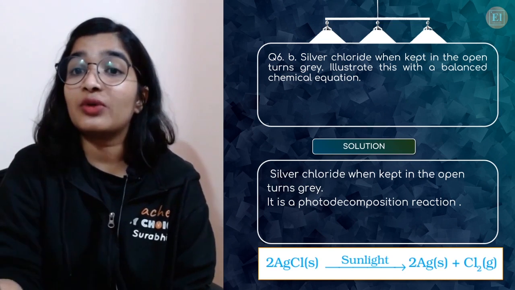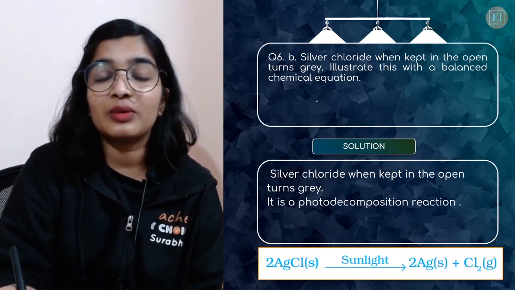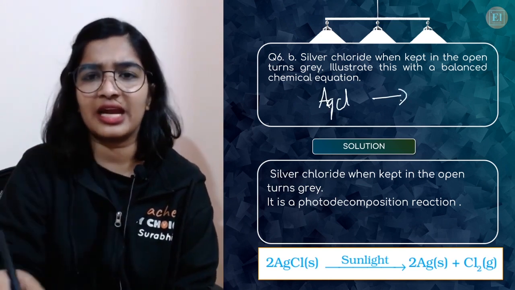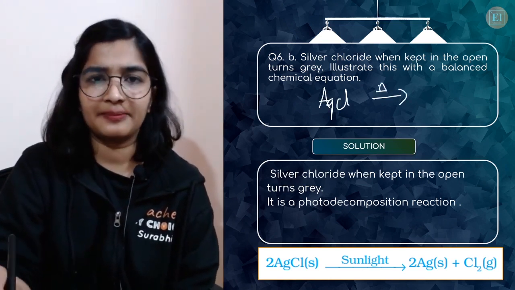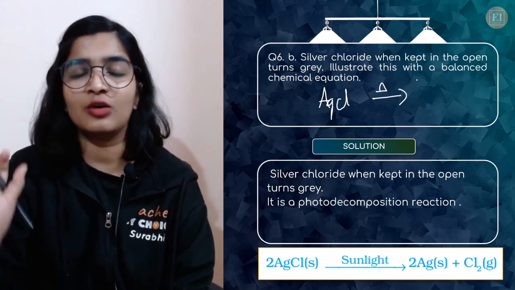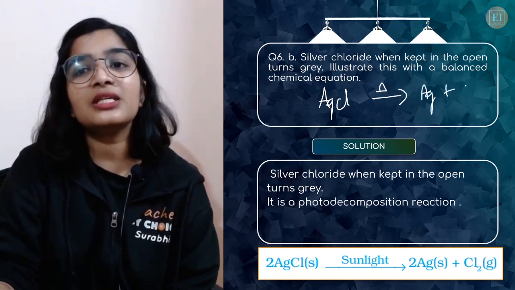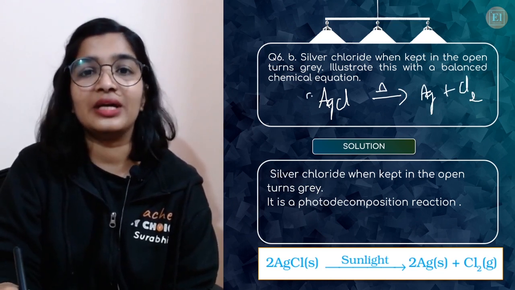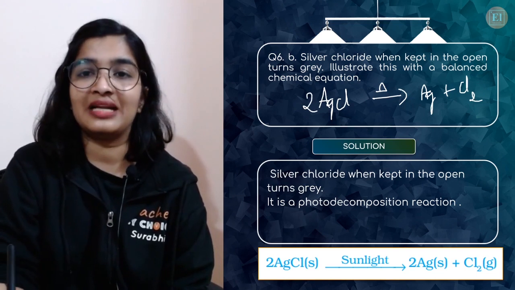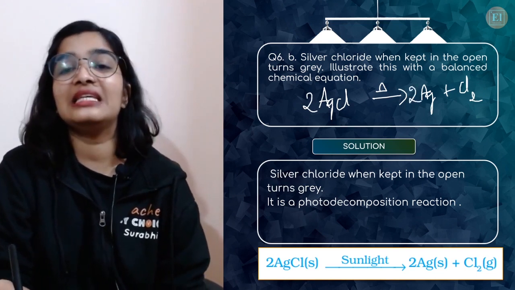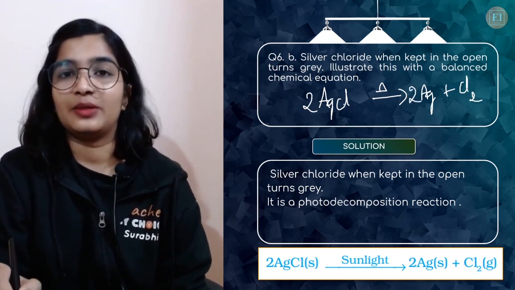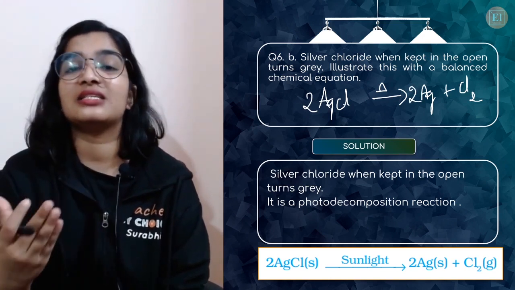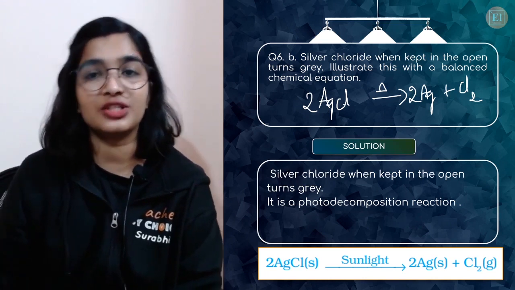They have asked you to write the balanced equation. So what will be the equation? AgCl, first I'll write the reactants. Decomposition reaction means there will be only one reactant, in the presence of sunlight. Sunlight is carrying out this decomposition reaction. So you will get silver plus chlorine gas. Here there are 2 chlorine atoms and only 1 on the other side, so I'll add 2. Now you have 2 silver atoms. So this is the balanced chemical equation. As this decomposition reaction is carried out by sunlight, it is called a photo decomposition reaction.